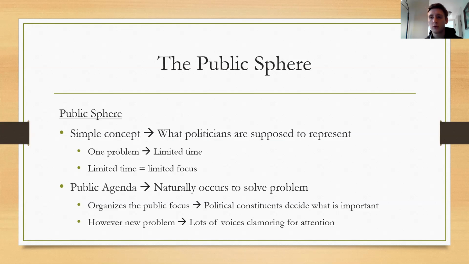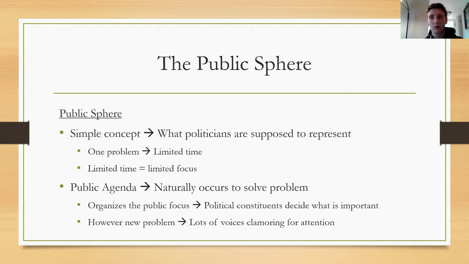You guys, at the start of this week, had a reading on the public sphere, public agenda, public spotlight, all of that. And it's all pretty straightforward. They're simple concepts. The public sphere is just what we talk about, and it's what politicians are supposed to represent. You and I and all of our opinions are part of the public sphere, and our elected officials are there to make sure that laws are passed that take care of our public sphere and that we are represented accordingly.